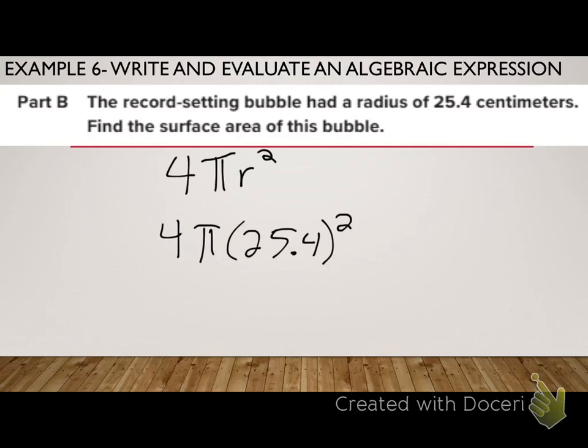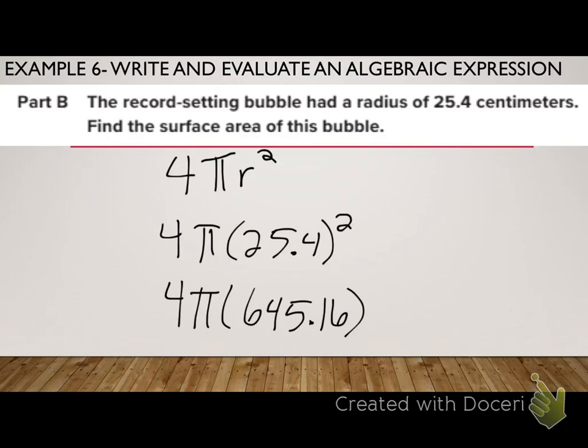So I'm going to grab me a calculator real quick. Now, after I've plugged in, I'm using my order of operations to work this problem out. So, here, do I have any grouping symbols with operations going on inside? No. Do I have any exponents? Yeah, 25.4 squared gives me 645.16.